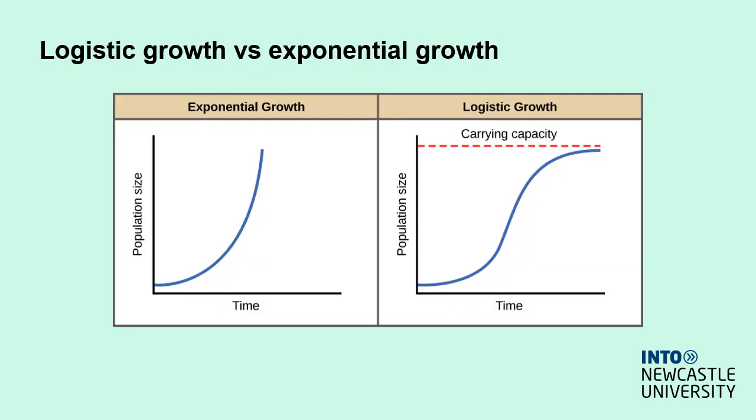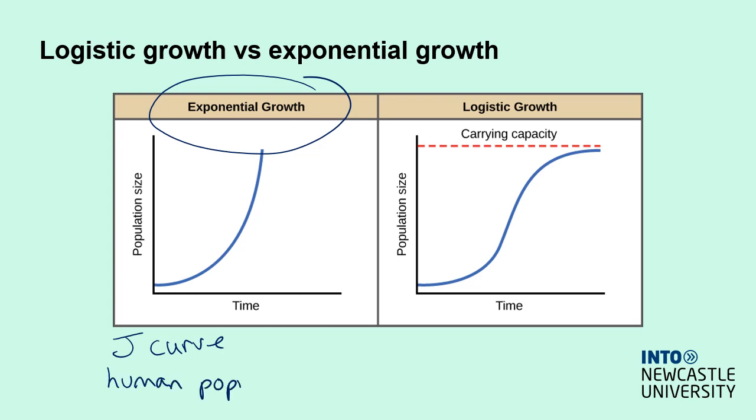A different type of population growth can be seen on the left here. This is exponential growth, also called a J curve. And this is actually what the human population is doing on the Earth. At the moment, we are a rapidly increasing population size on the planet. We are exponentially increasing the number of humans on the planet. And there's a lot of discussion about how long this can continue and what the carrying capacity of the ecosystem is.